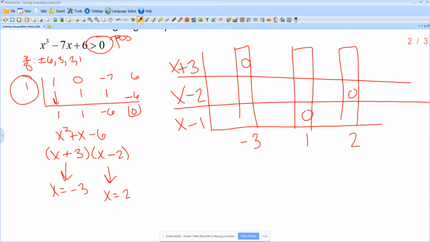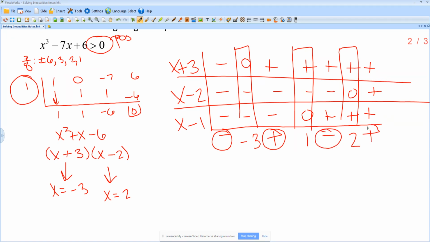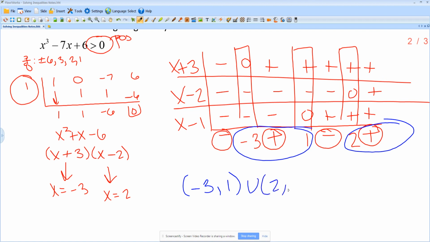Once again, all of these are linear increasing, so negative to positive. Going down, 3 negatives gives me a negative. 2 negatives and a positive gives me a positive. 2 positives and a negative gives me a negative. And 3 positives gives me a positive. I'm looking for positives, so right here, negative 3 to 1, in union with 2 to infinity. No brackets because getting 0 is not included as part of my solutions.